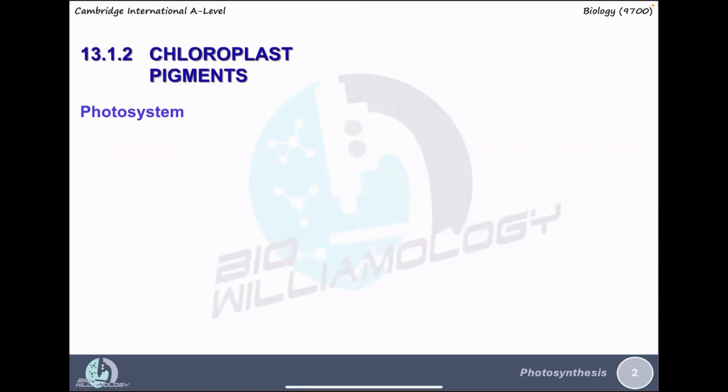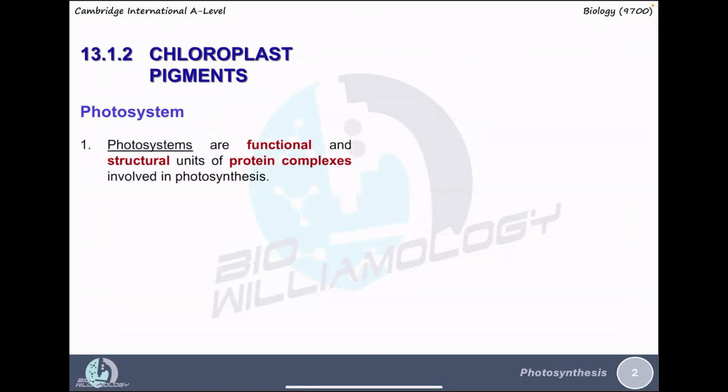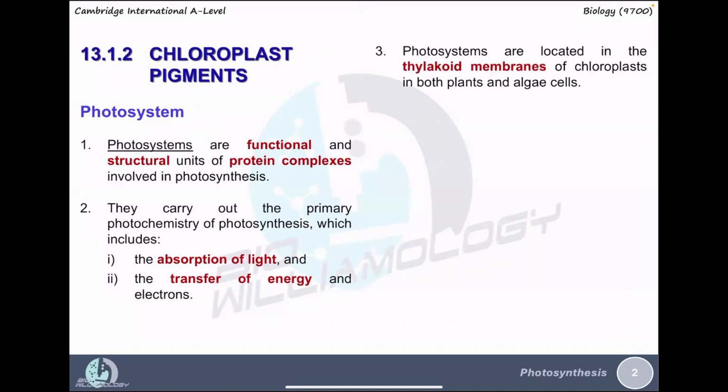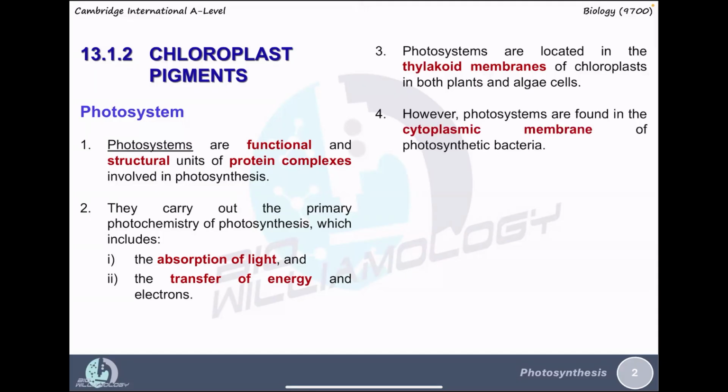Chloroplast pigments. First of all, let us look at photosystem. A photosystem is a functional and structural unit of protein complexes involved in photosynthesis. They carry out the primary photochemistry of photosynthesis, which includes the absorption of light and also the transfer of energy and electrons. They are located in the thylakoid membrane in both plant and algae cells. However, photosystems are found in the cytoplasmic membranes of photosynthetic bacteria.